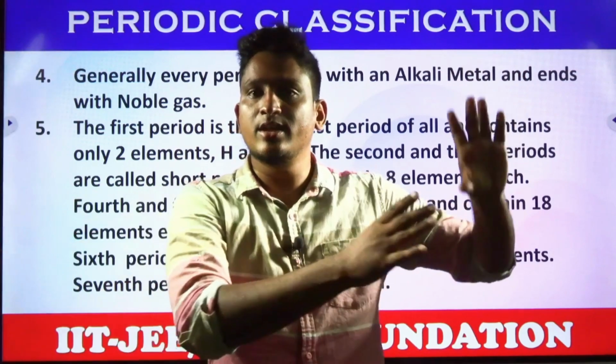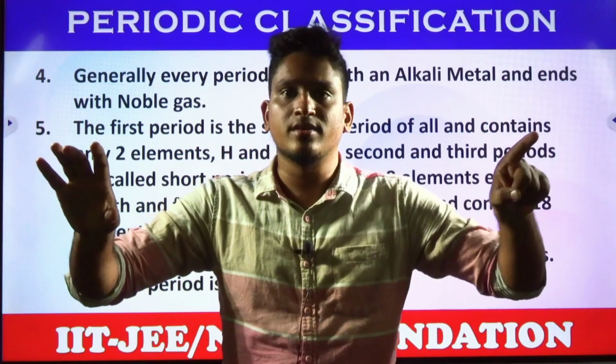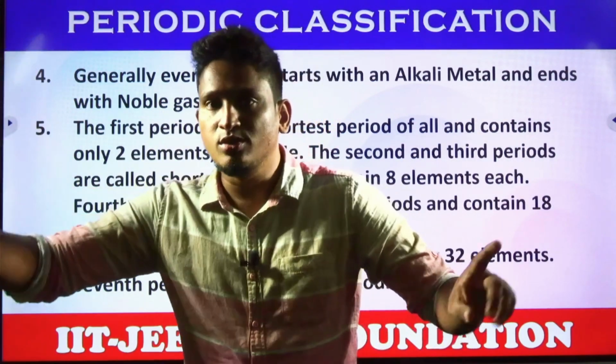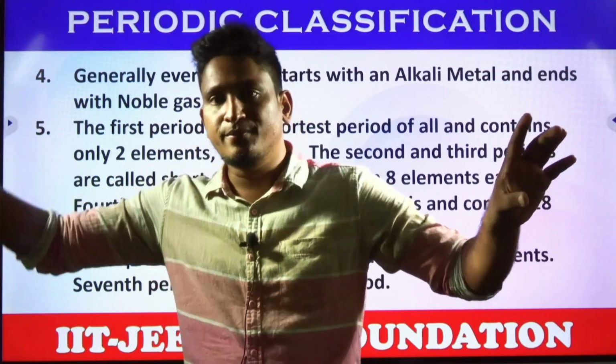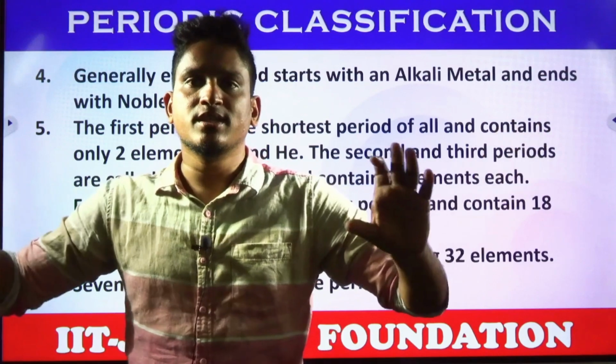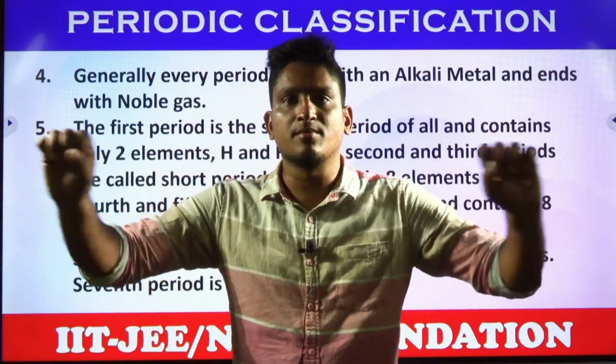Next, elements enter into the second period. Second period starts with lithium. What's the configuration? 2s1. Next, beryllium, 2s2. Next, boron, 2s2 2p1, 2p2, 2p3, 2p4, 2p5. Ends with neon. What's the configuration? 2s2 2p6. Second shell is completed or not? Second period is also completed in the modern periodic table.